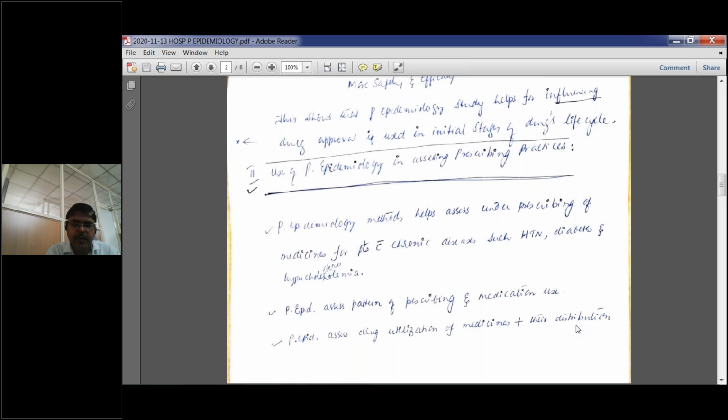consumed, and whether they are getting distributed properly to the wards where such patients are hospitalized. So all these things are called drug utilization of the medicines. So these are the things which you can study by using the pharmacoepidemiological concept in the hospital setup.